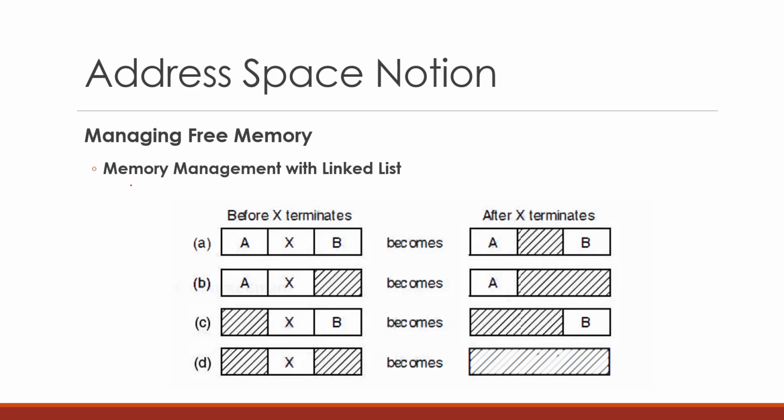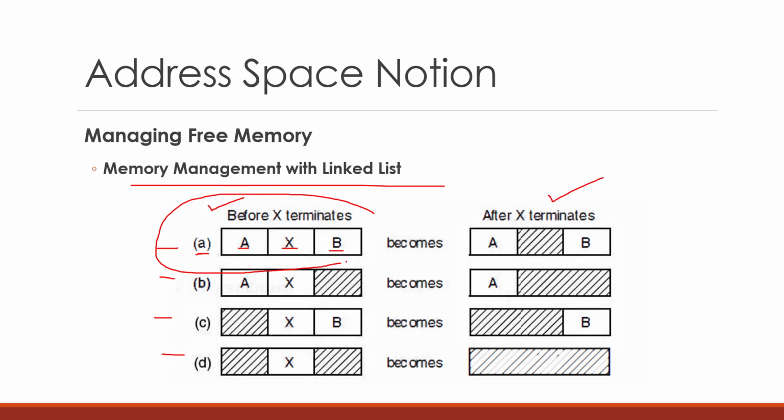Now again, this is just a simple notation of what is happening here. There are processes A, B and X, and this is the situation before X terminates, and this is the situation after X terminates. These are different cases. In case number 1, this is process A, this is process X, this is process B. This is the scenario before process X terminates. If process X terminates, this is going to be the free space. Very obvious, right? A and B are going to be like this.